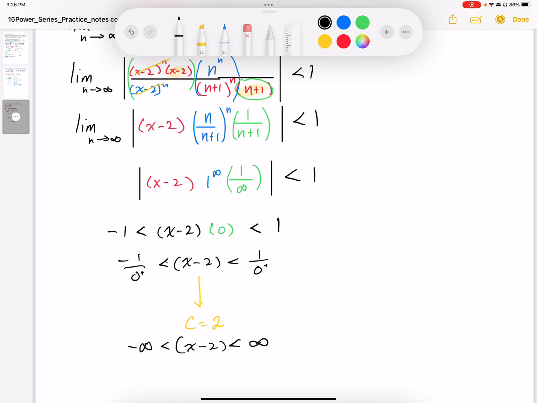So there's my interval. That means my radius is equal to infinity, and my interval is all real numbers for x. X will converge for all real numbers. It doesn't matter what we have, because we end up with that times 0. Regardless of what x is, it's going to stay between negative 1 and 1. And we can write our interval like this as well, from negative infinity to positive infinity, and we keep it open because we can't make it equal to infinity.